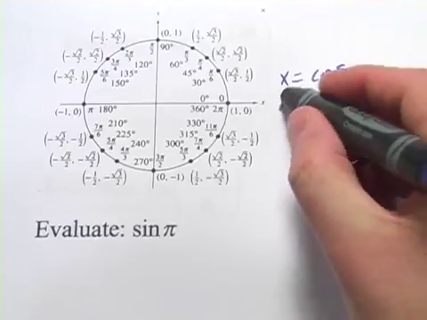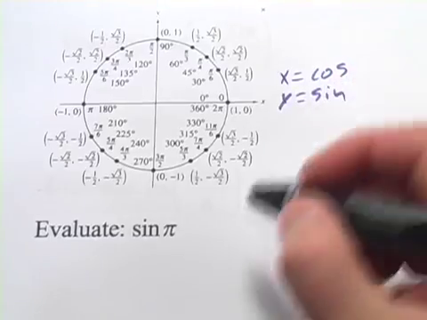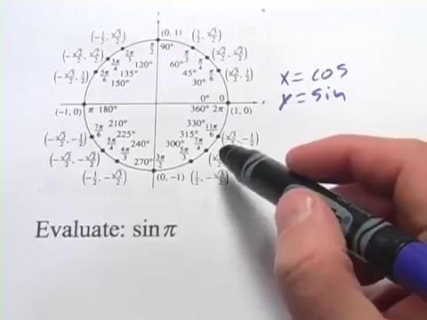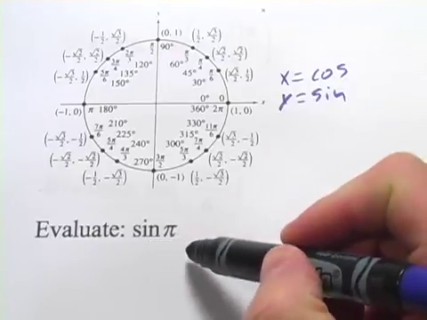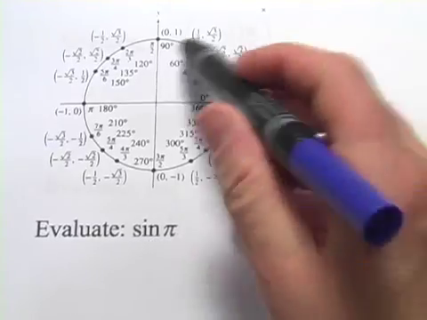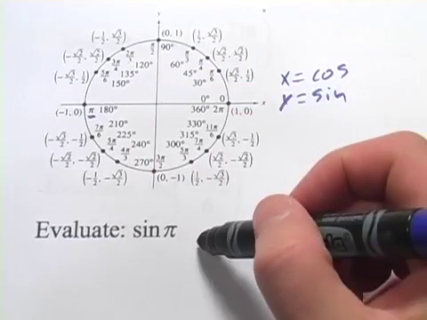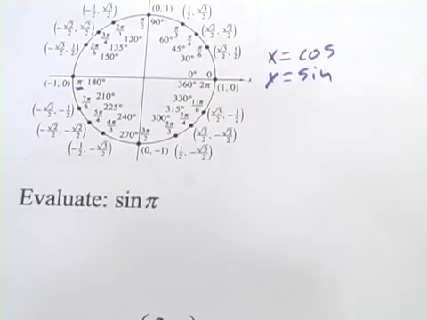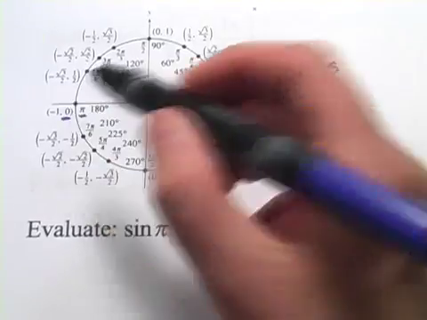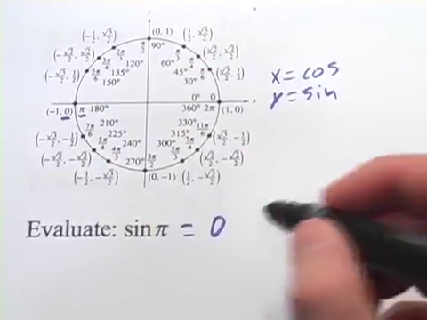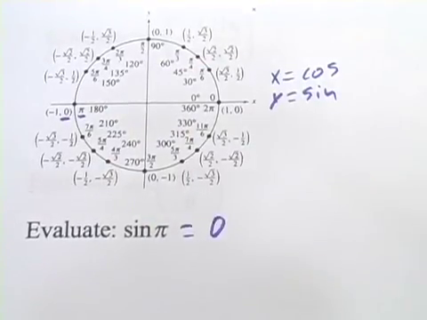For cosine, the y coordinates give you the value for sine. So that's how we're going to find these exact values. When it says evaluate the sine of pi, we're just going to go around the circle till we get to pi, right there, and look at the y value of the coordinate. And the y value is 0. So the sine of pi is exactly 0.